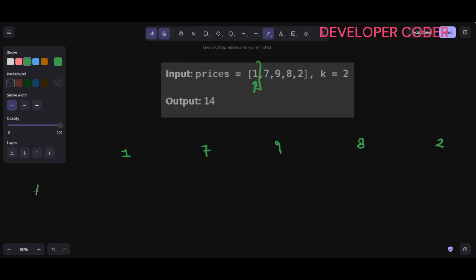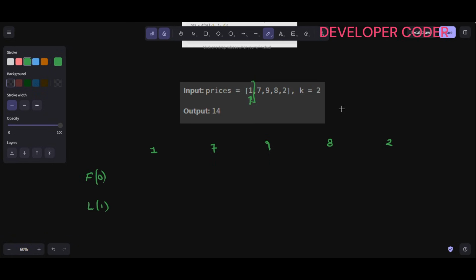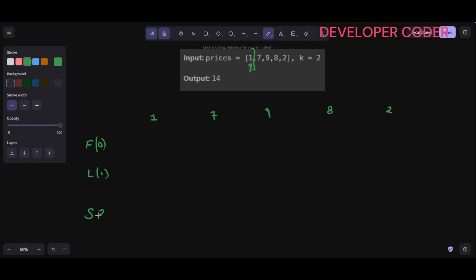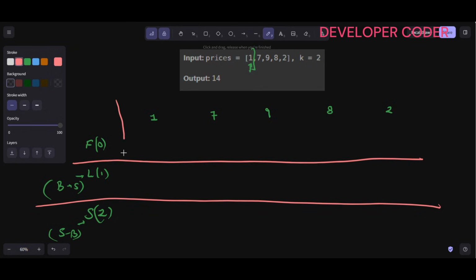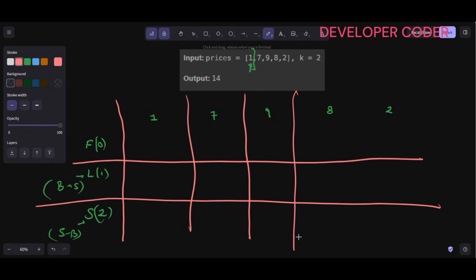Now here you have three options. You may remain flat, you may go for long, or you may go for short. In long you are doing buy and sell, in short you are doing sell and buy. These are the three options you have. This is clear. Now let me draw a line here, and here, and here. Now you have to fill all this stuff, and you will get a very good idea.